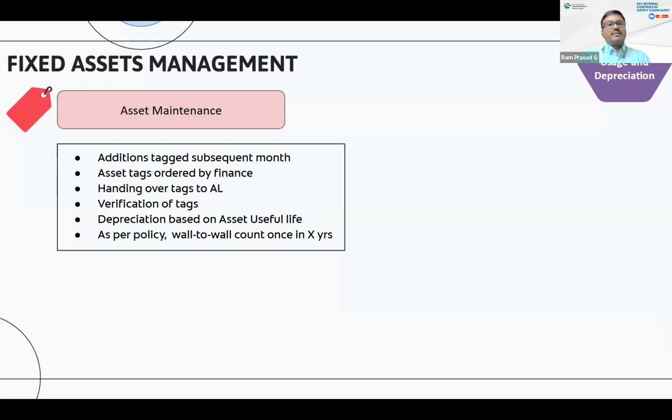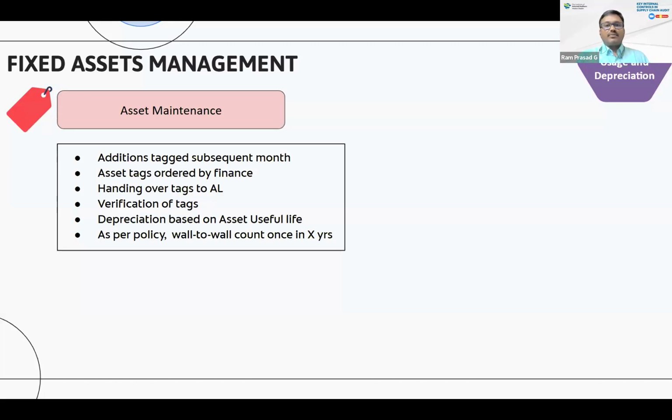On a monthly or quarterly basis, the list of assets created for the last quarter should be handled by one of the teams, maybe the finance team, who can prepare the asset tags and hand them over to the operations team, who will either stick or engrave them, depending on the nature of the asset. The tag should be made available, and once the capitalization happens, the depreciation should start as per the asset useful life.